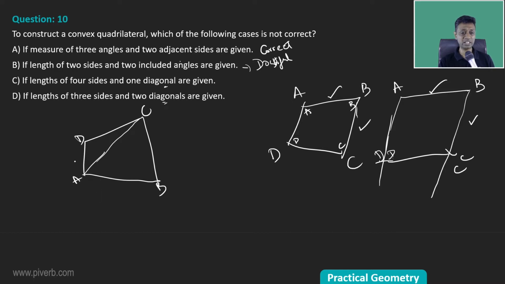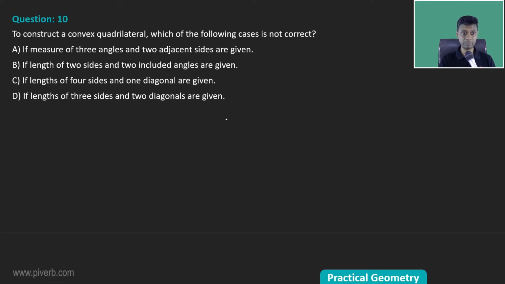Again, start with a triangle. We know this, we know this, we know this. We can construct triangle ADC. And then we know this is already there. We can construct triangle ABC. Both can be done. This is sufficient. Now let's think about D, then we'll come back to B.